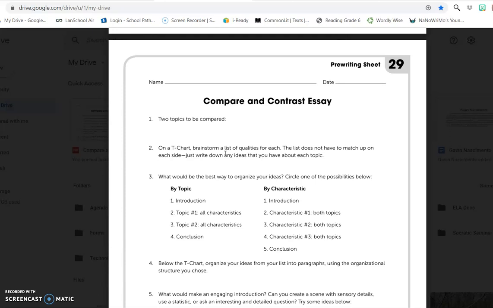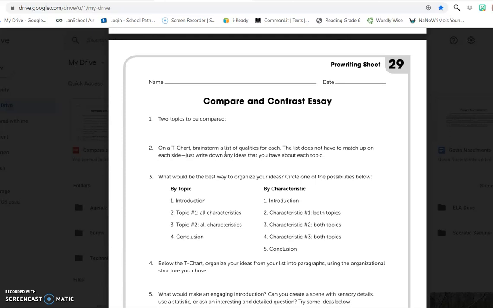each again. So, if you're comparing and contrasting sports, for football and basketball, both are team sports, both have uniforms, both have a ball as the primary method of play, etc., etc. So steps one and two should already be done, but let's go to step three here. What would be the best way to organize your ideas?